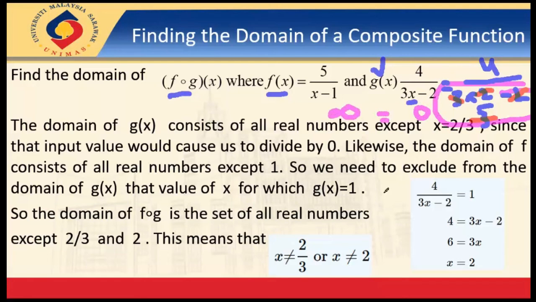So you see, from the domain of g, we will remove all those values which can create a problem. Infinity we cannot handle. So x should not be equal to 2 over 3, and x should not be equal to 2. If it is equal to 2, then 2 times 3 will be 6, and 6 minus 2 will be 4. 4 divided by 4 will be equal to 1. Yeah, okay, like this.